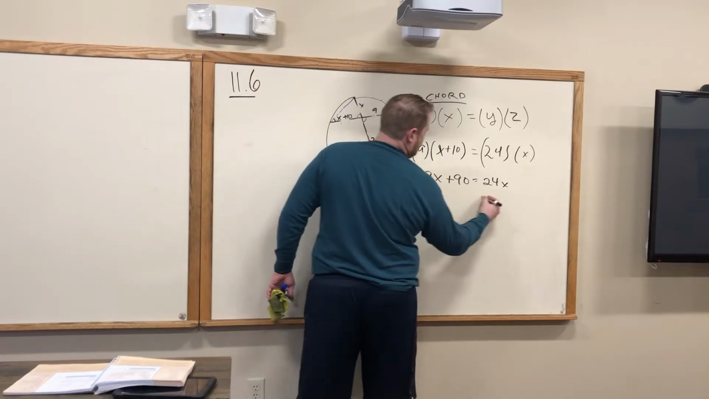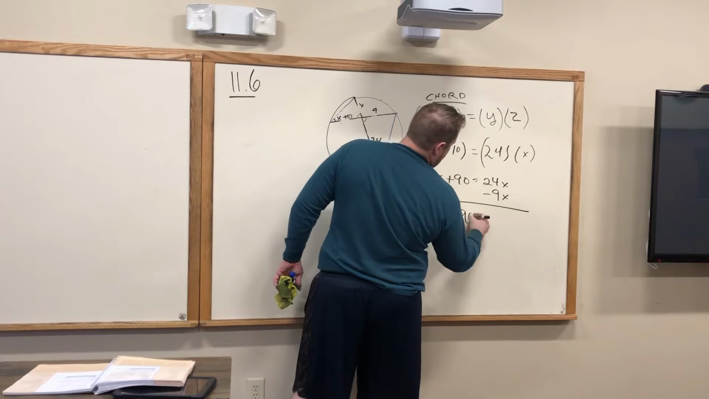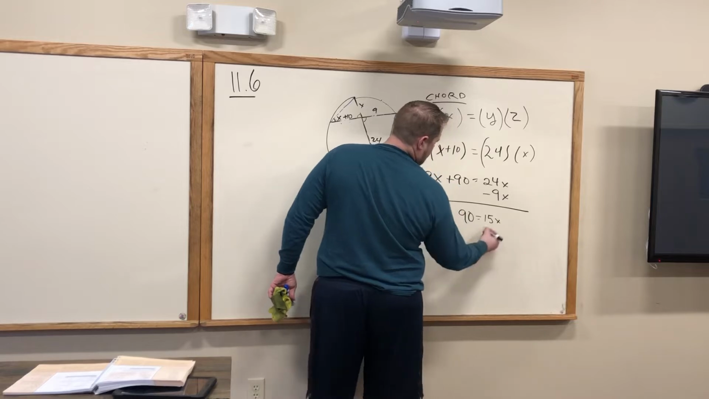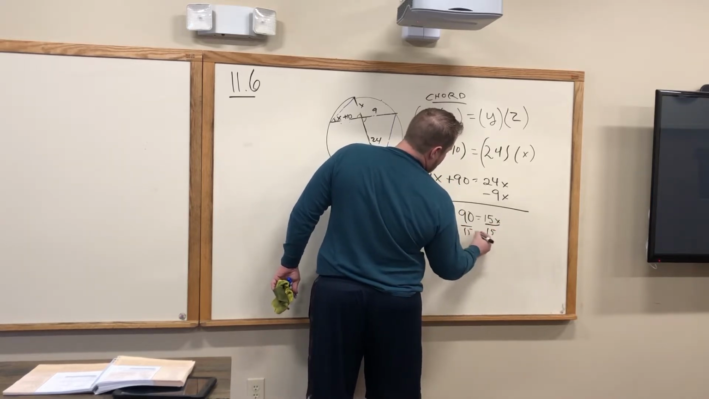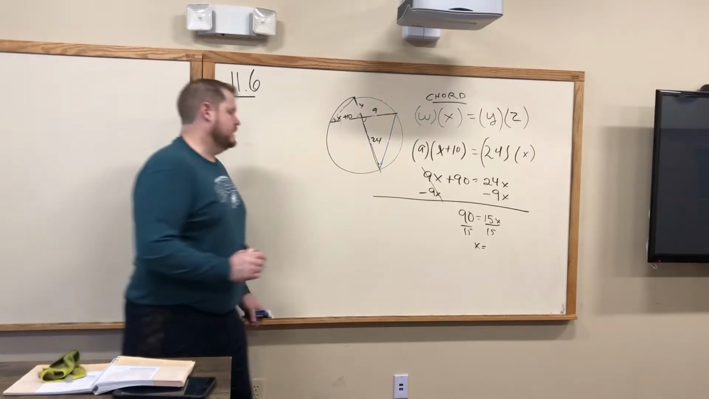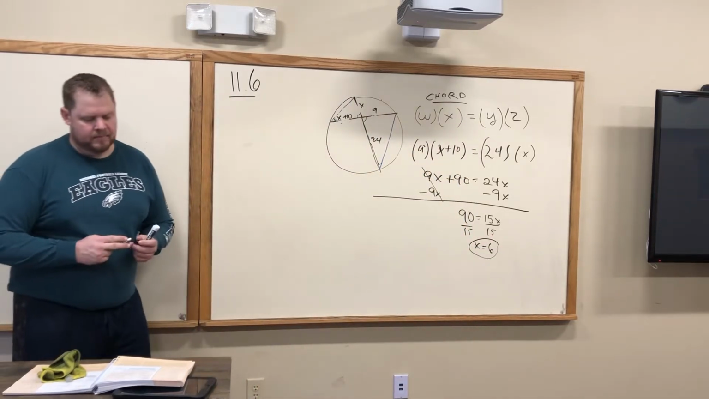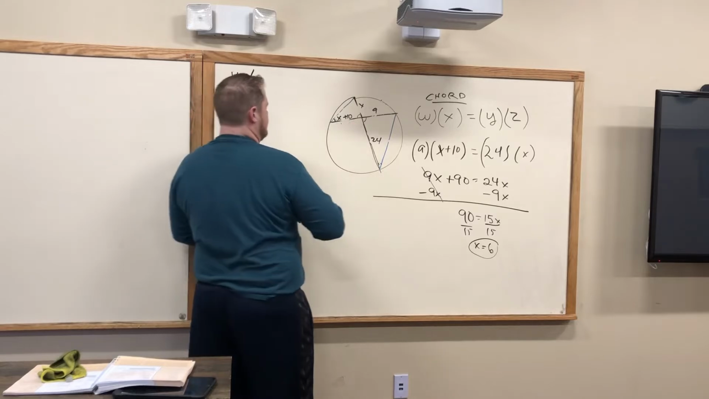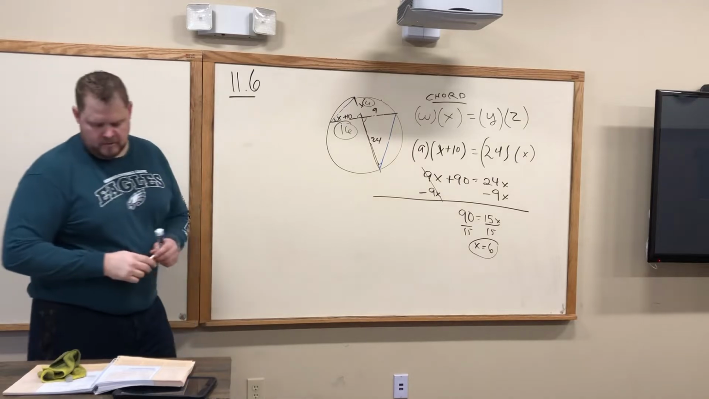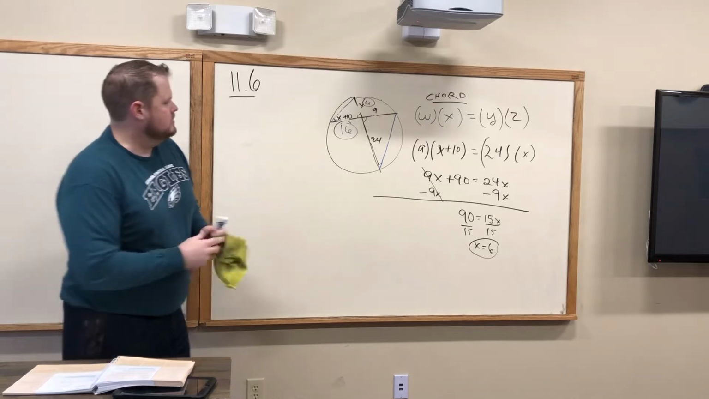Minus 9x, minus 9x. Crosses out, 90 equals 15x. Divide by 15, divide by 15. X equals what, class? 6. That's correct. So once you find your 6, then you can plug back in to find 6 plus 10 is 16. And there's your answers. All right, so if it's a chord and they intersect, then you just multiply the two sections of that chord together.